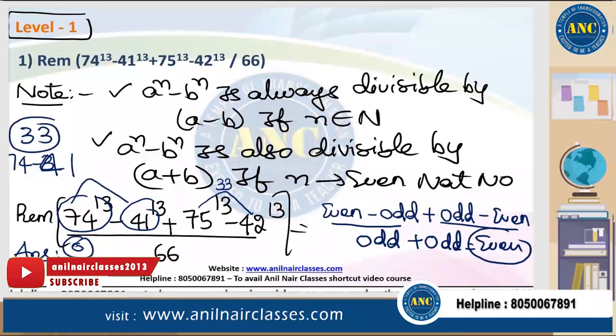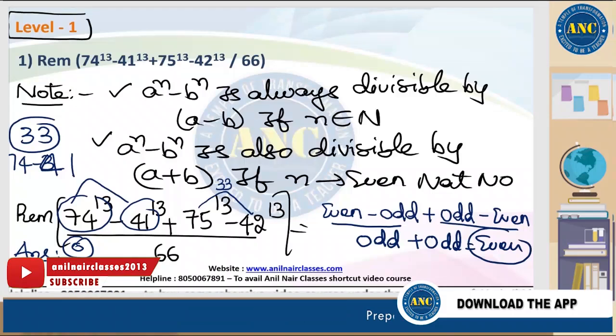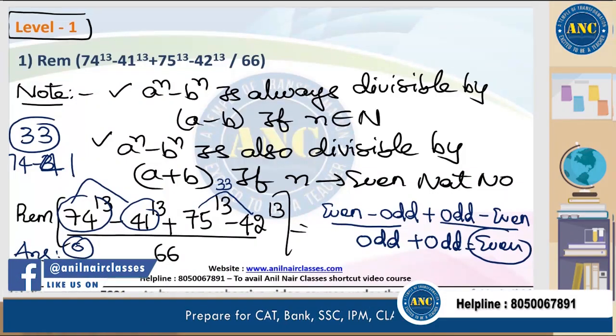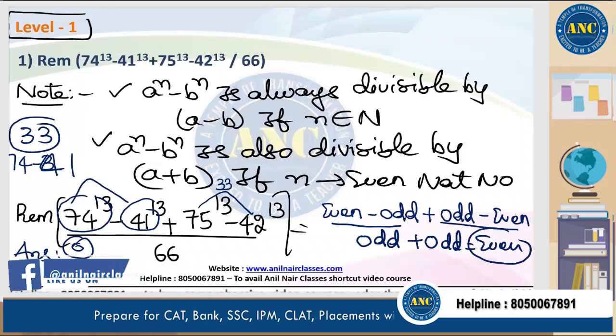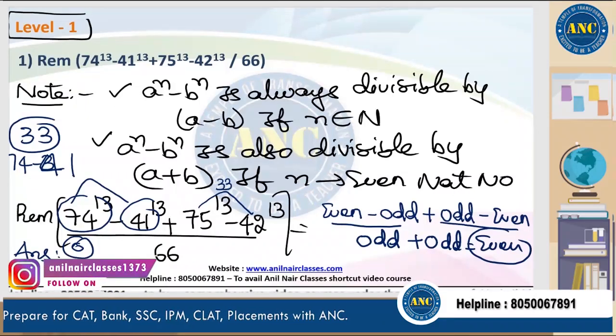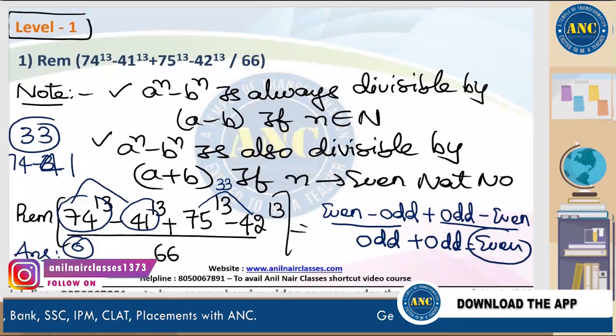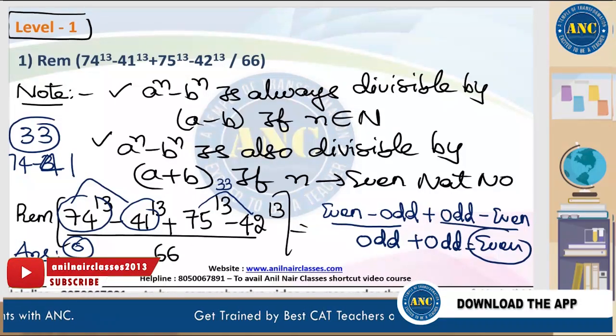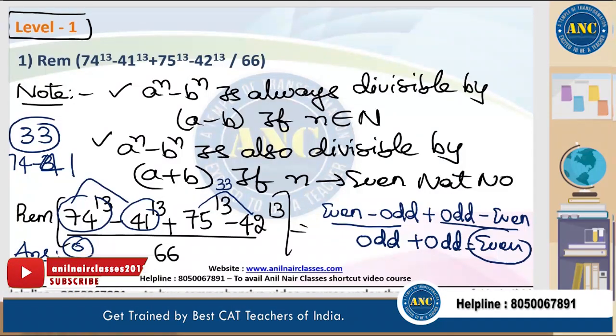If it is an even number, it is divisible by a plus b also. That means by default it is divisible by a minus b. It is also divisible by a plus b only if the power is an even number. Power is a natural number. In all the cases it is divisible by a minus b.